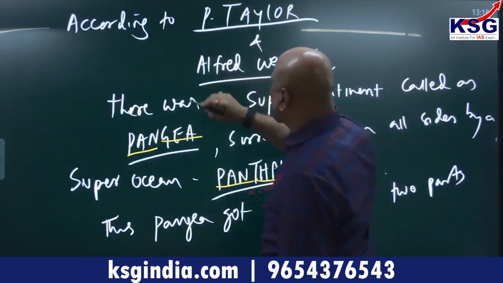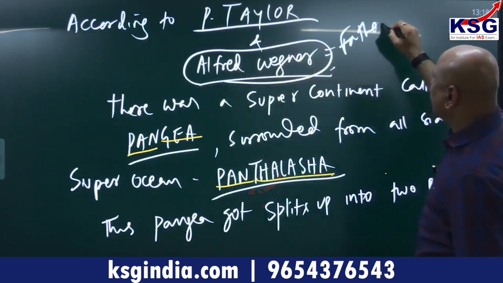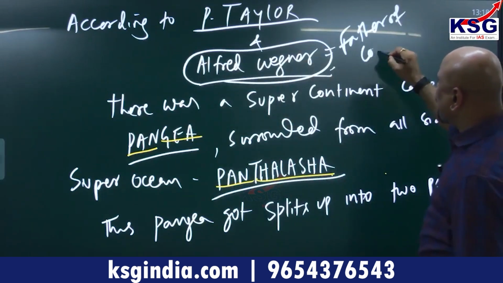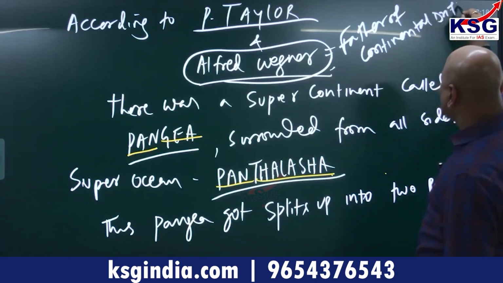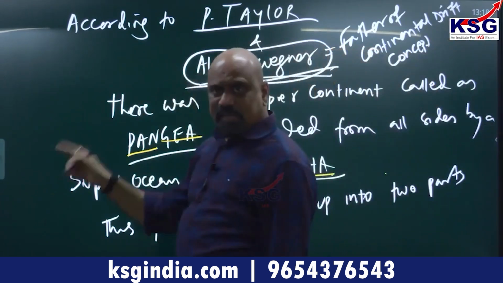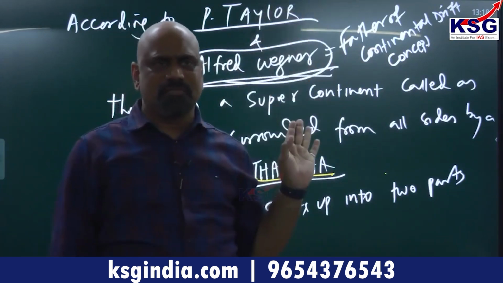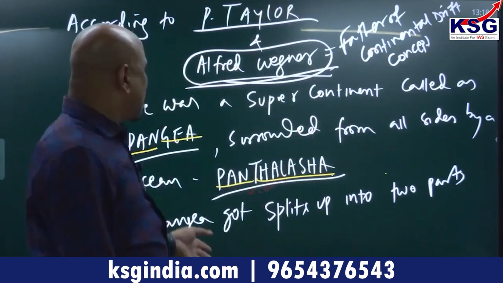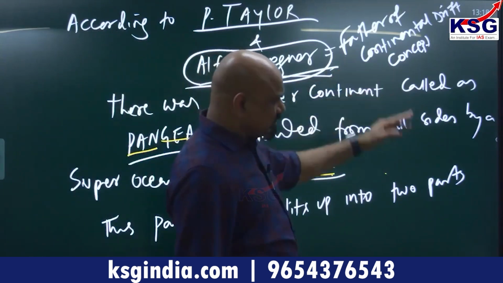Let me remind you, I mentioned two names here, P.J. Taylor and Alfred Wegener. Alfred Wegener is regarded as the father of continental drift concept. You remember this? Father of continental drift is Alfred Wegener. Peter Taylor gave an idea earlier, but no scientific or theoretical idea. Only Alfred Wegener has given that. That's why he is the father of the continental drift concept.